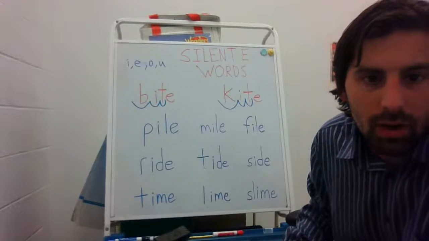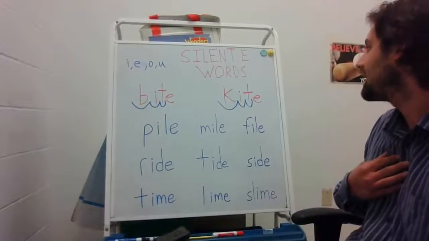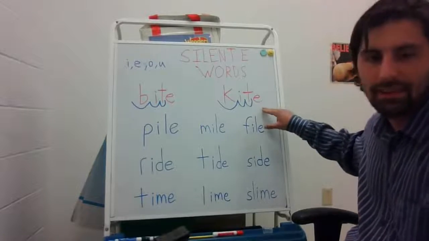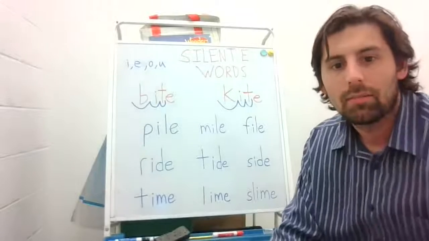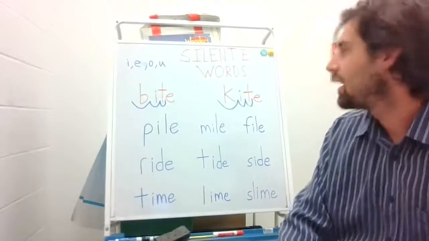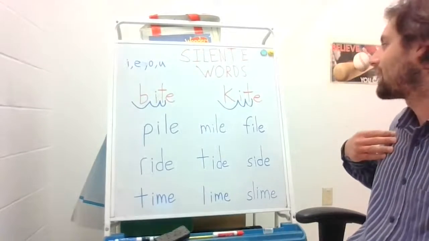To give all of you a quick review, when the letter E is at the end of a word, it is silent. That means the volume is on 0. It does not make a sound. But what the letter E does is it makes other vowel letters say their name.